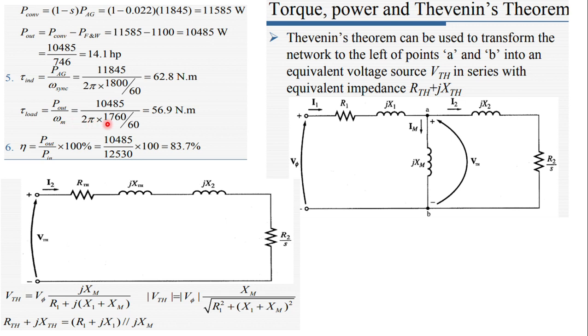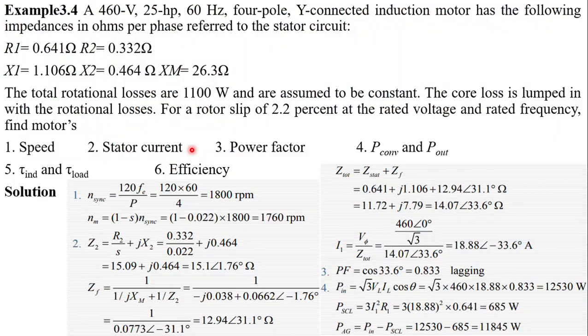and in load torque we have used motor speed. So 1760 is represented in revolution per minute, and 2 pi over 60 is used to change the revolution per minute into rad per second. After that, input power is already determined and output power is already determined. Efficiency of the motor in this case can be determined as output power over input power multiplied by 100%. So we can get 83.7% efficiency.